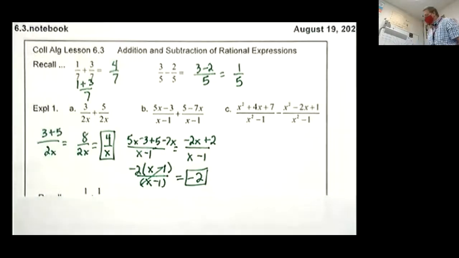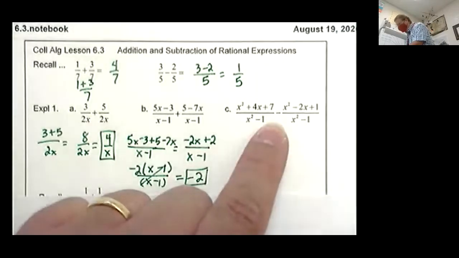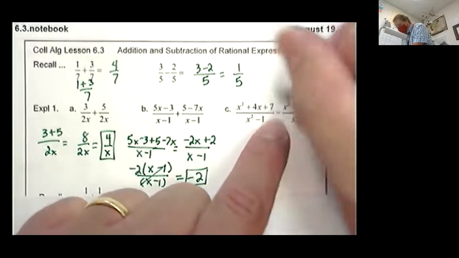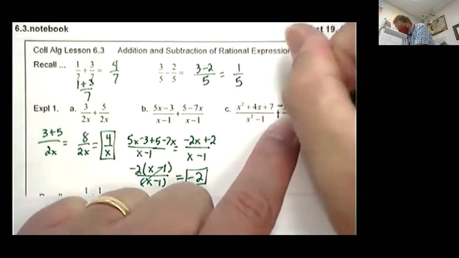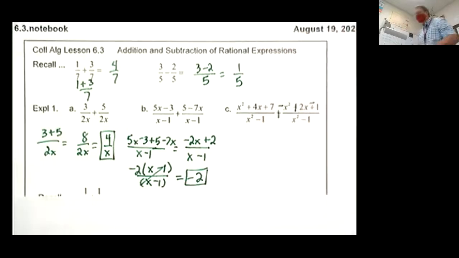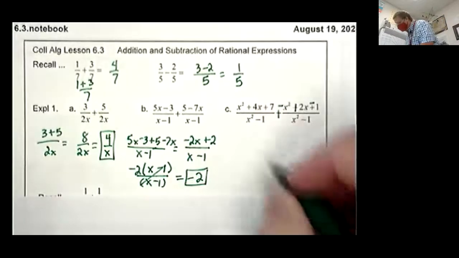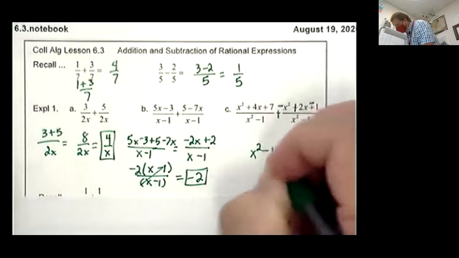Letter C, here we want to subtract. We're going to do this the same way we did in the polynomial chapter. Instead of thinking about this as a subtraction, we're going to think about adding the opposite. I'm going to add the opposite, so negative x squared plus 2x minus 1. If you can still think about it as subtraction, good for you. And I'm going to do this in one step.